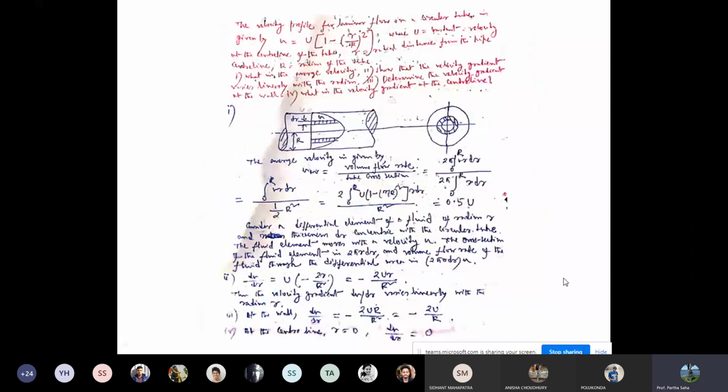In this example, the velocity profile for laminar flow in a circular tube is given by this formula: small u is equal to capital U times 1 minus small r by capital R, whole square, where capital U is the constant velocity at the center line of the tube, small r is the radial distance from the pipe center line, and capital R is the radius of the tube. What is the average velocity? Show that the velocity gradient varies linearly with the radius, and determine the velocity gradient at the wall as well as the velocity gradient at the center line.